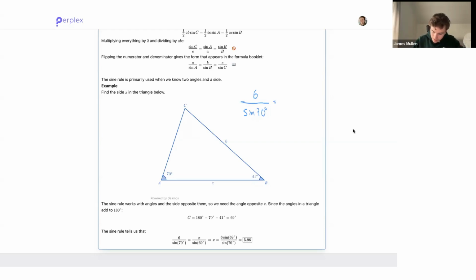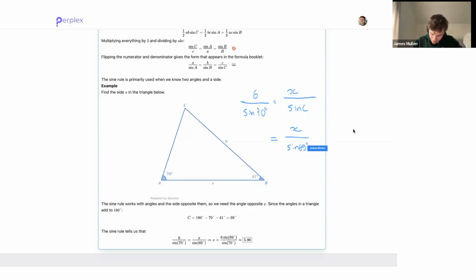I know that that's going to be equal to x over sine of c, because c is the angle opposite x. And that's a bit annoying because I don't know c, but I can find it out because the sum of angles in a triangle is 180. So if I do 180 minus 70 minus 41, I'm going to get 69. And therefore, I can write this as x over sine of 69 degrees.